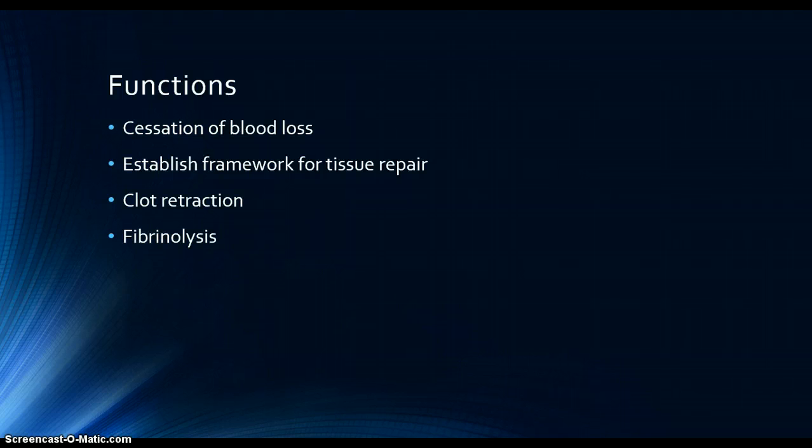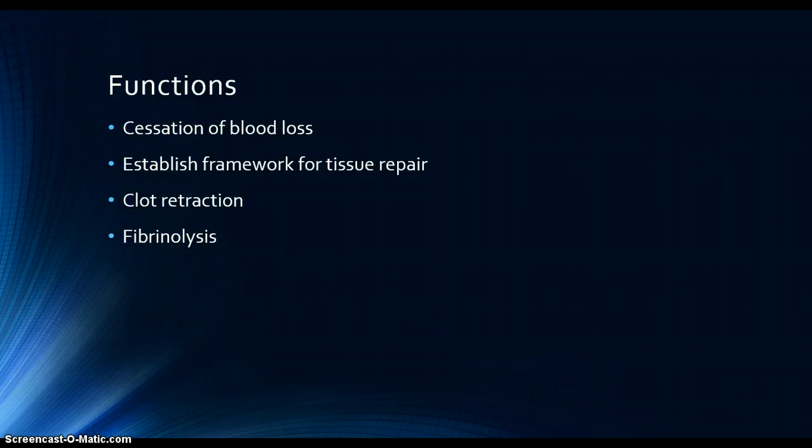Hemostasis is also establishing a framework for tissue repair. You'll see as we go through the process that part of the function of a platelet is to pull the edges of damaged tissue back together. That's going to reduce the amount of time needed for tissue repair. Clot retraction is what we're talking about as far as pulling the edges together and reducing that size.